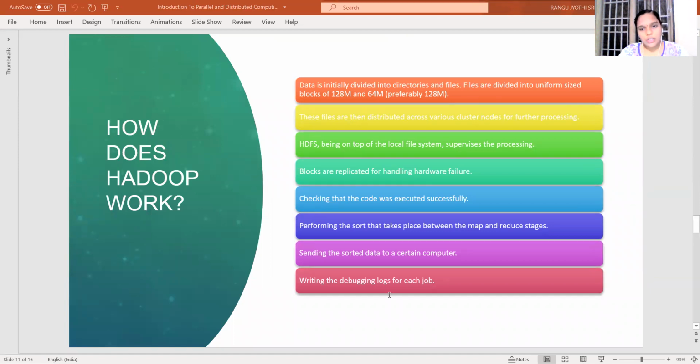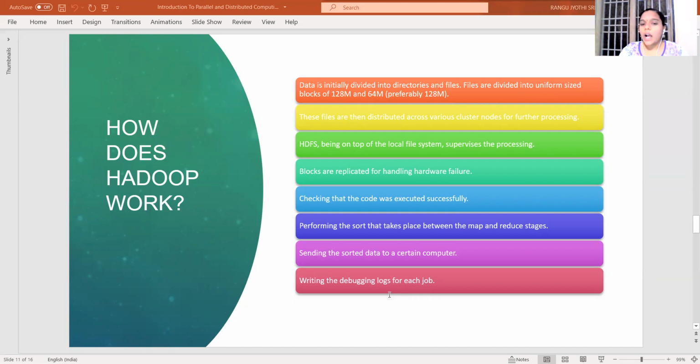Hadoop basically runs code across the clusters of computers. This process includes the following core steps which I am going to discuss. Firstly, the data which is given as input is first divided into directories and files. After dividing the directories and files, the files are again divided into uniform size blocks, like 128 MB, 64 MB kind of blocks. And after that, these files are then distributed across the cluster nodes for further processing.